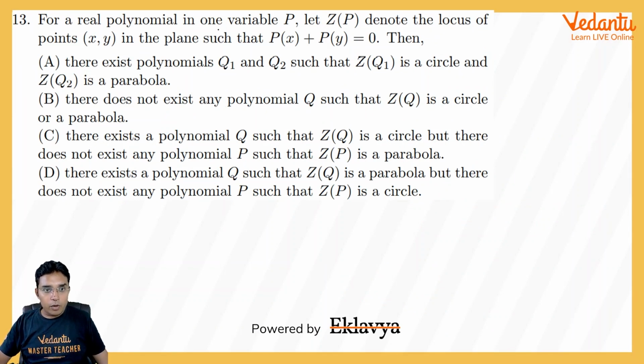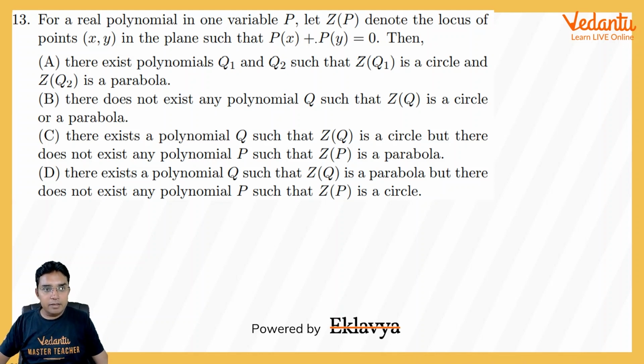For a real polynomial in one variable p, let Zp denote the locus of point (x, y) in the plane such that p(x) plus p(y) is equal to 0. Then there exist polynomials q1 and q2 such that Z of q1 is a circle, Z of q2 is a parabola. There does not exist any polynomial q such that Zq is a circle or a parabola, etc. Now everybody please listen carefully.